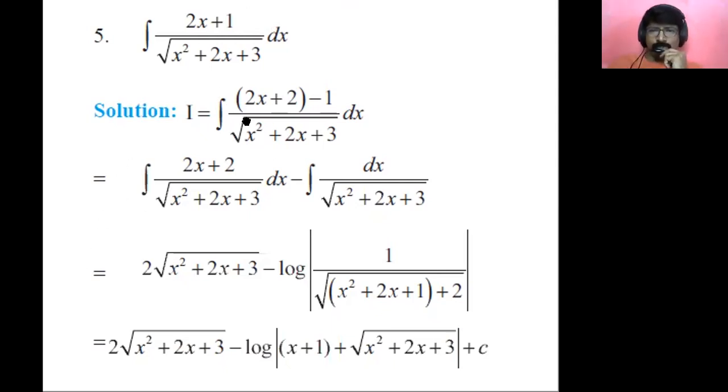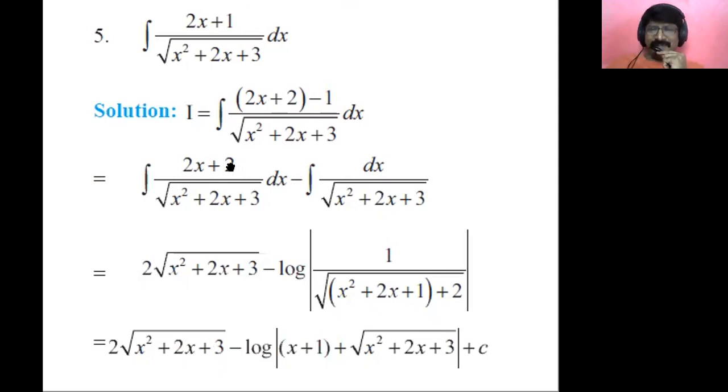What will happen? Integration of 2x plus 2 upon this whole denominator dx, minus integration of 1 upon root of x square plus 2x plus 3 dx. I hope you understood this step. And now this is f dash of x upon root of f of x. So what formula?